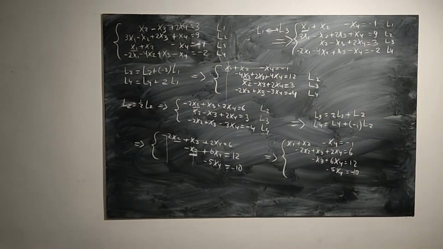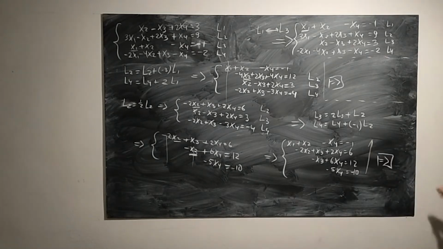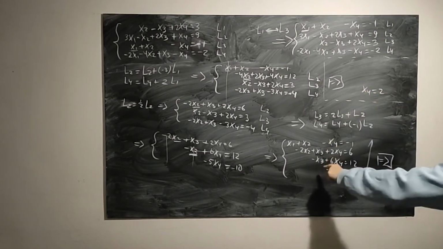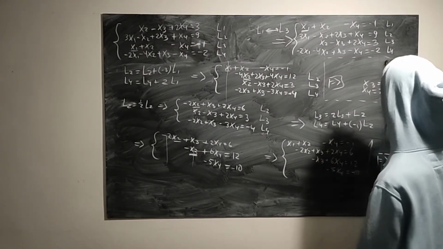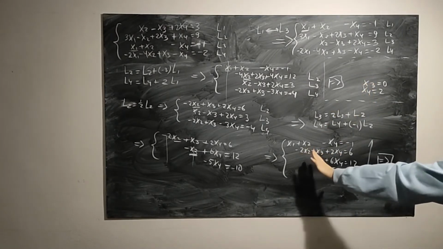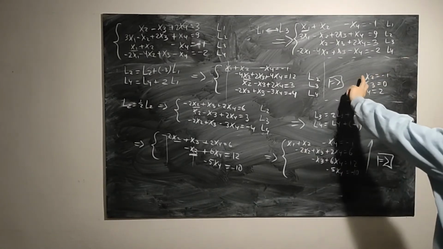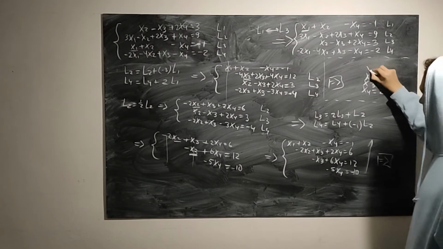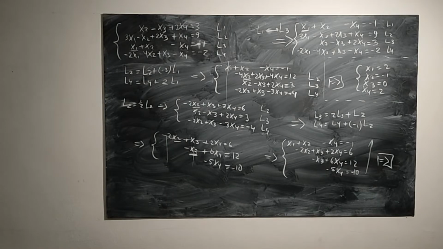As previously, we start from the last equation because it contains only one variable and it's easy to solve. Here, x4 equals 2. Now plug x4 into the next equation and we get x3 equals 0. We plug x3 and x4 into the next equation and get x2 equals -1. And finally, we plug x2, x3, x4 into the next equation to get x1, which is equal to 2. And this set of numbers is the solution of our system.